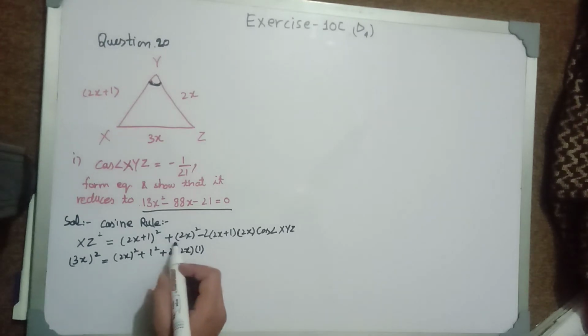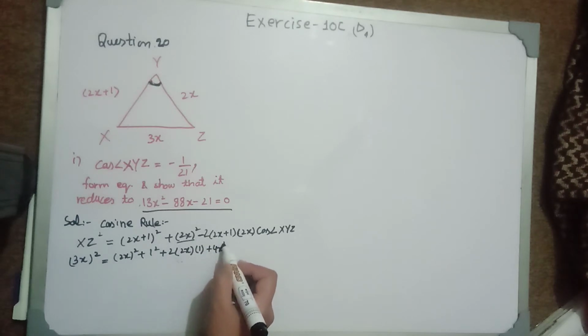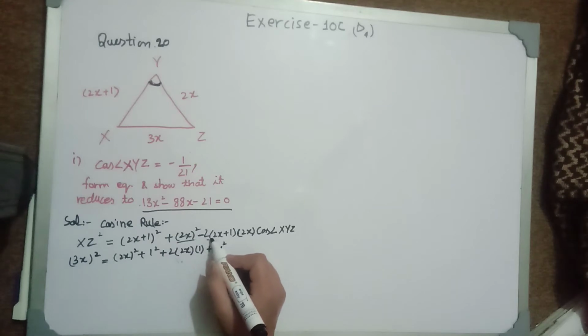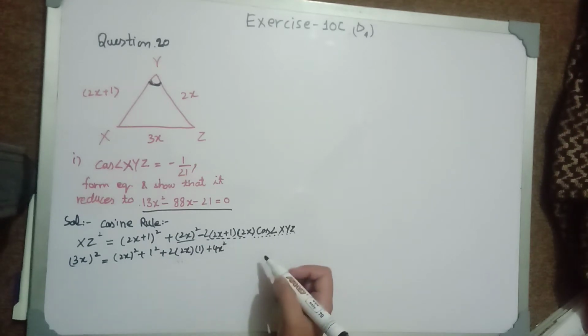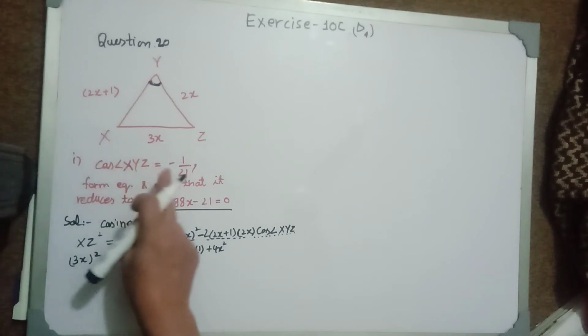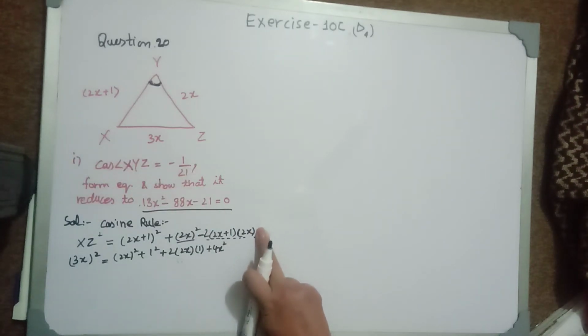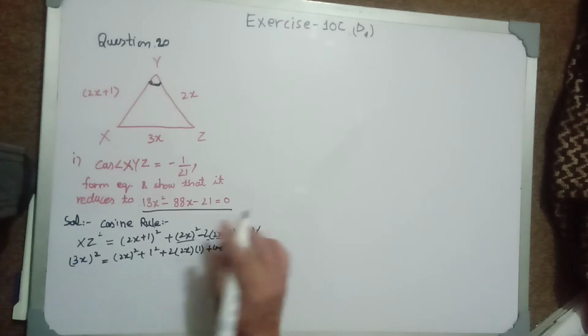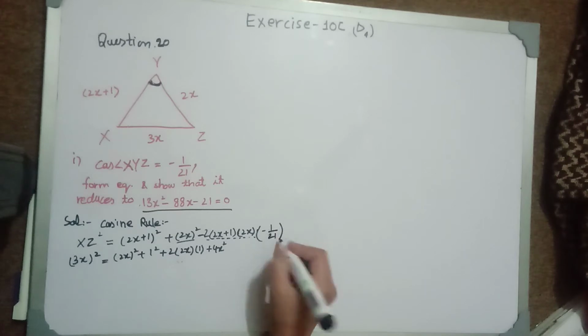right? Now, next, plus (2x) square will be equal to 4x raised to the power 2. Now as you can see, these terms are all being multiplied with each other. First let's substitute the value of cos of angle XYZ. As we know its value is -1/21, so I can write here -1/21. I just substituted the value in the first step, right?